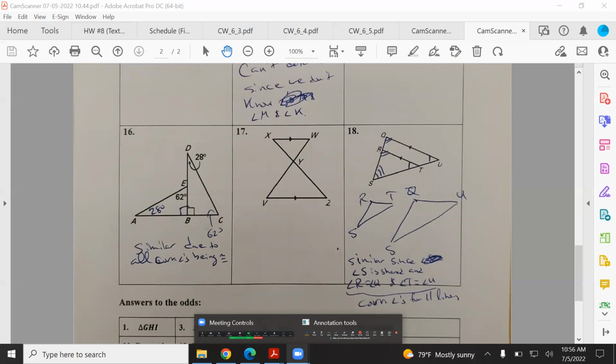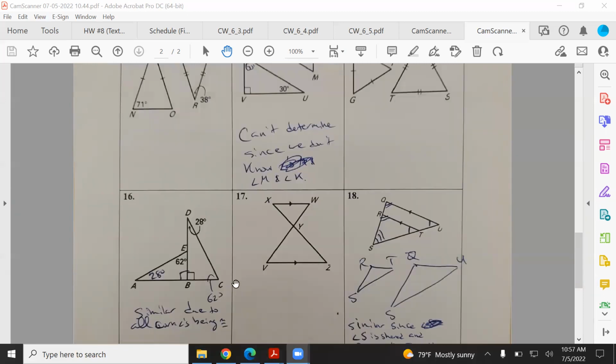So similar, since angle S is shared between the small and the big triangle, and that's parallel, right? Remember that symbol means parallel. You have to be able to read math correctly. That means parallel, which means that these are corresponding angles. Those are corresponding angles. Angle Q equals angle R. Angle U equals angle T. Now you have all corresponding angles equal. You totally have similar triangles.